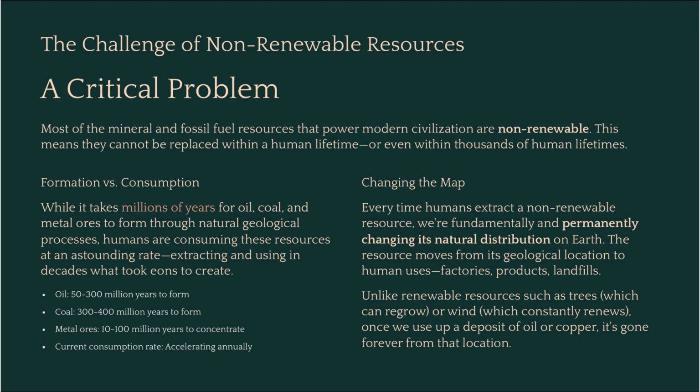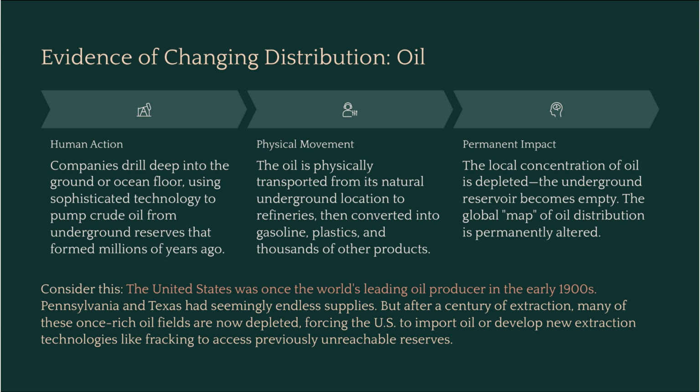Our removal of these resources is actively and profoundly changing their natural distribution on the planet. We have clear evidence that human activity changes the distribution of non-renewable resources. Consider oil. We find a pocket deep underground in the geosphere, drill a hole, and pump it out. We then move it to a refinery, then to gas stations, and eventually burn it.